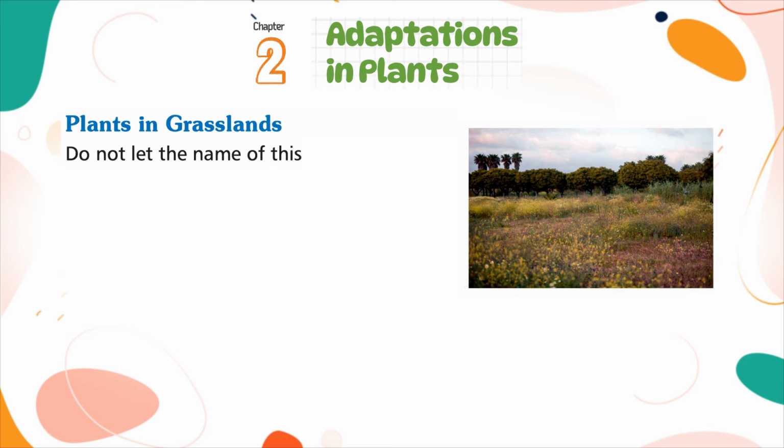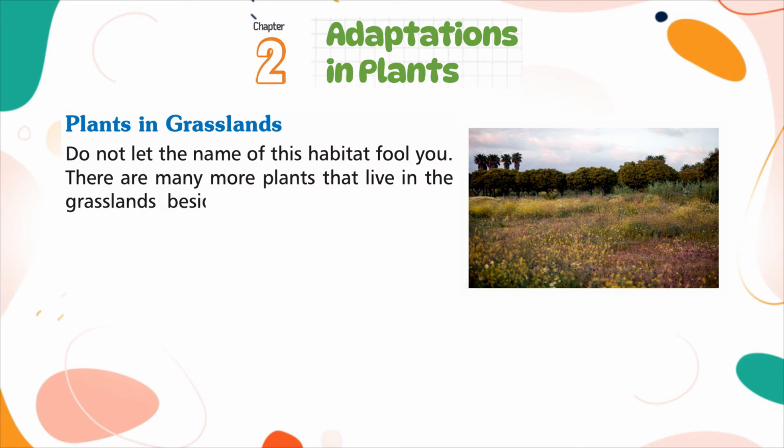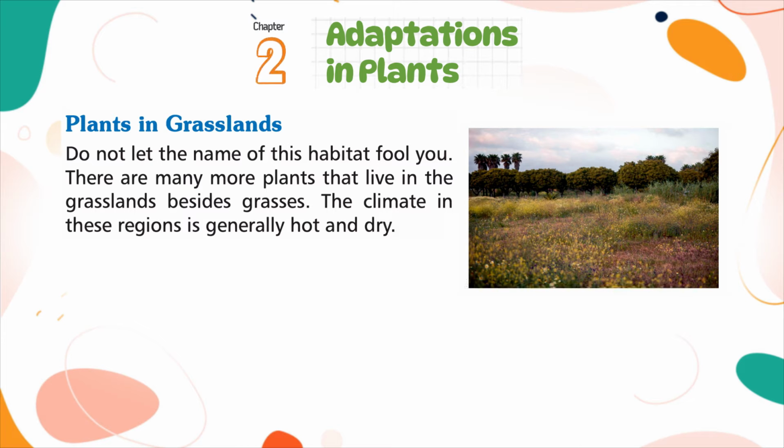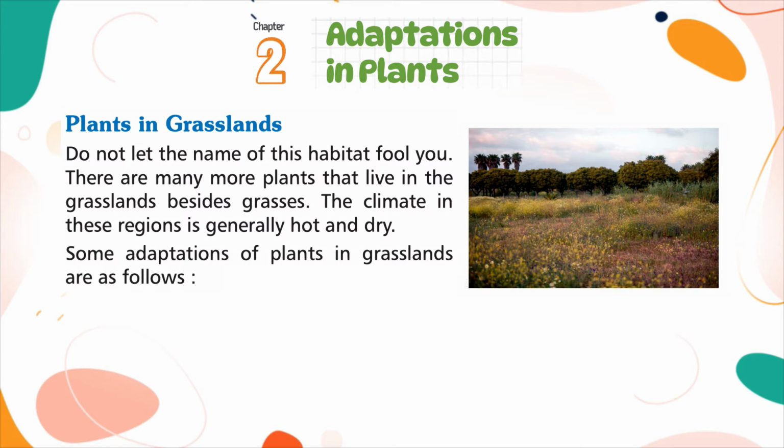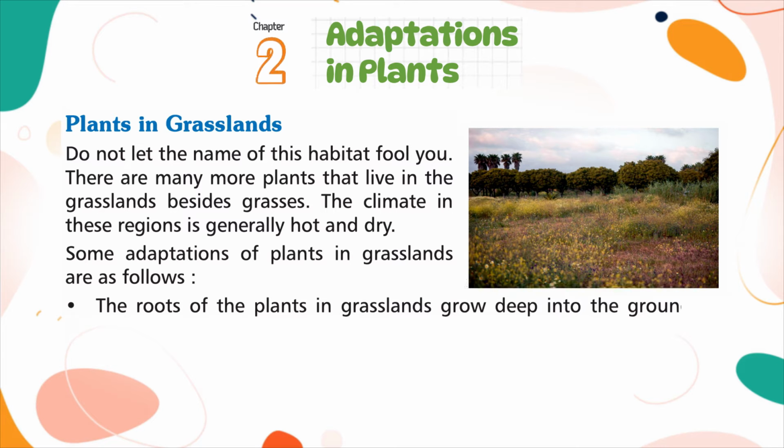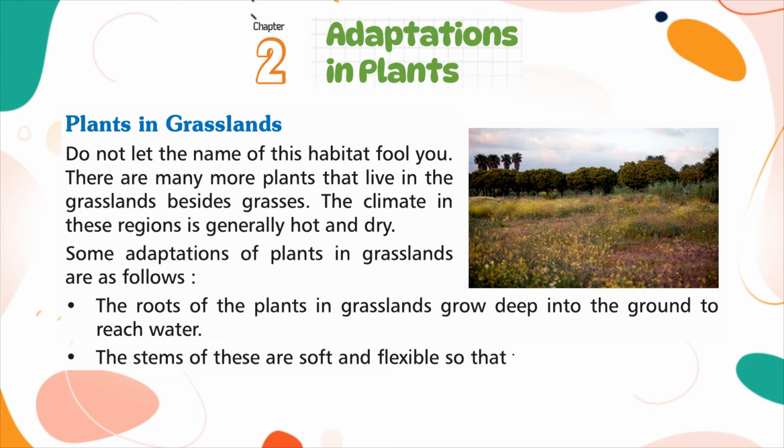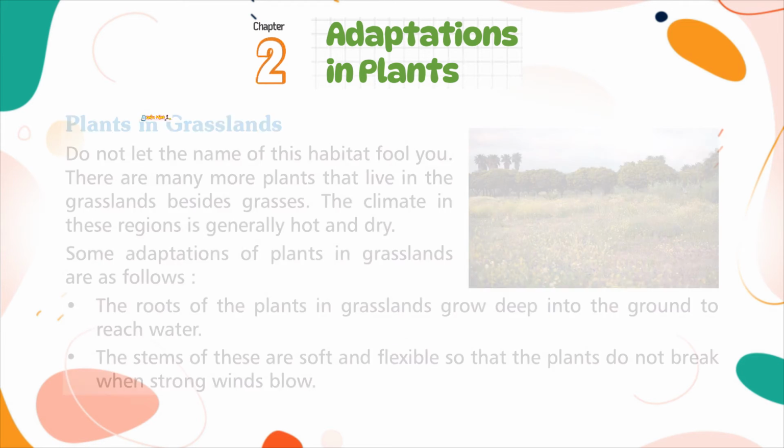Do not let the name of this habitat fool you. There are many more plants that live in the grasslands beside grasses. The climate in these regions is generally hot and dry. Some adaptations of plants in grasslands are as follows. The roots of the plants in grasslands grow deep into the ground to reach water. The stems of these plants are soft and flexible so that the plants do not break when strong winds blow.